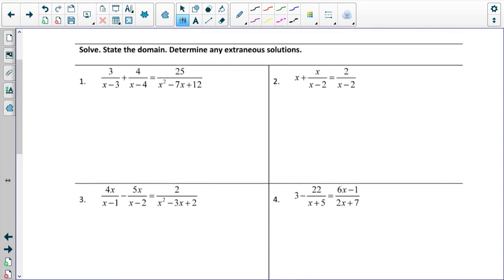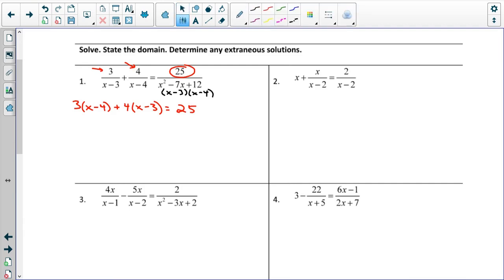If I look at x squared minus 7x plus 12, that really factors into x minus 3 times x minus 4. So really, I can just take a look at multiplying through the entire thing by x minus 3 times x minus 4. Once again, that ends up in practice meaning that I multiply each of these numerators by what's missing from that part of the denominator. So 3 ends up getting multiplied by x minus 4. 4 ends up getting multiplied by x minus 3. And 25, I don't have to multiply by anything because I already have the common denominator.